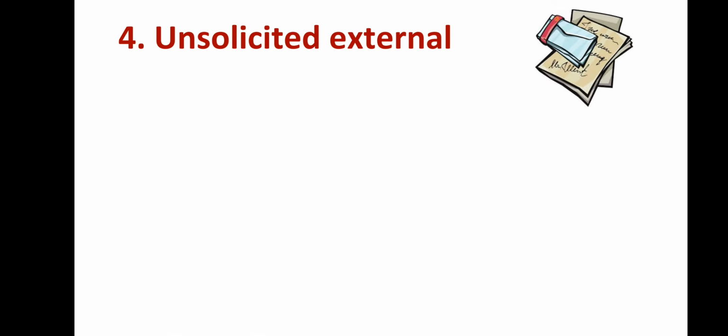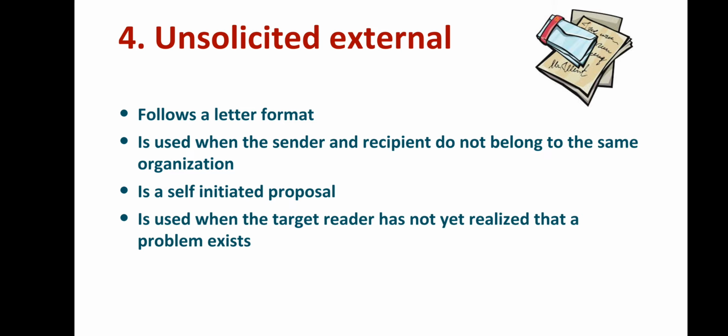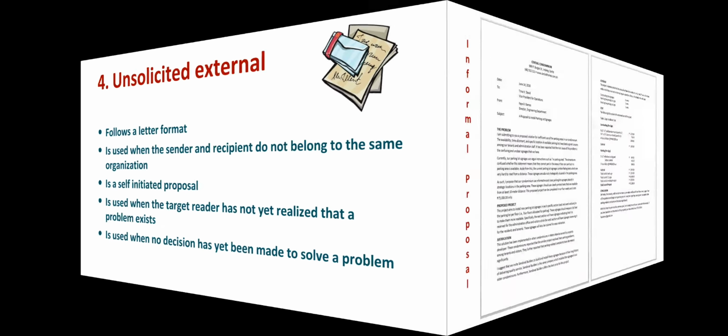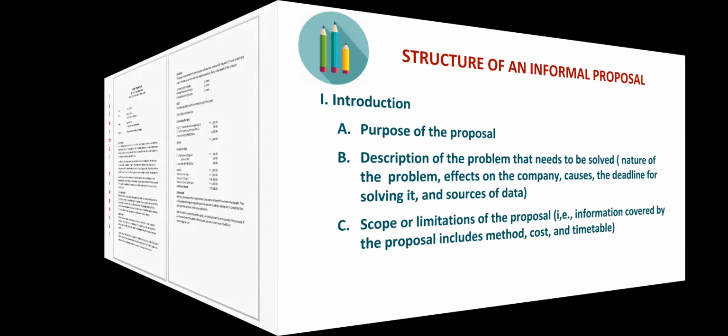Next one, we have your unsolicited external. What is this? It follows a letter format still. Is used when the sender and the recipient do not belong to the same organization. Is a self-initiated proposal, that is unsolicited external, is used when the target reader has not yet realized that a problem exists, and is used when no decision has yet been made to solve a problem. So these are the sample informal proposal. You could view it once I upload the file.